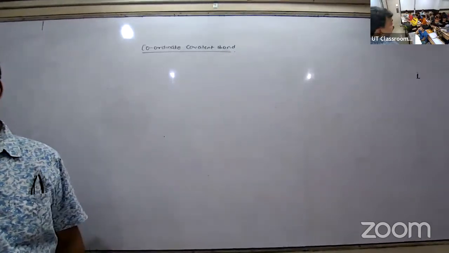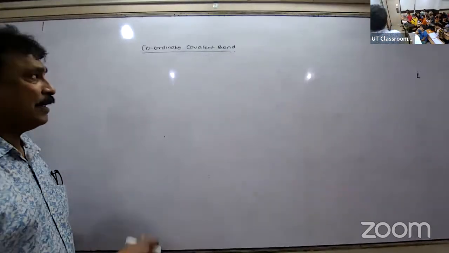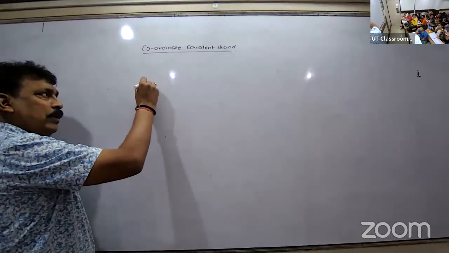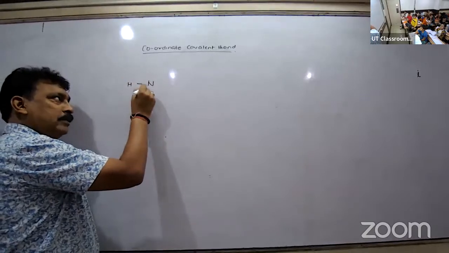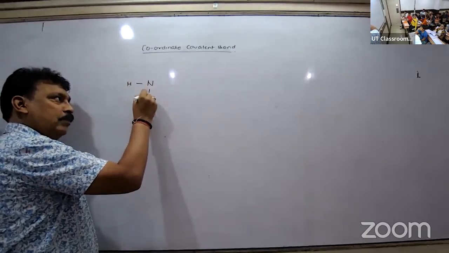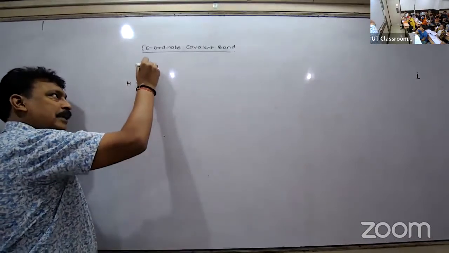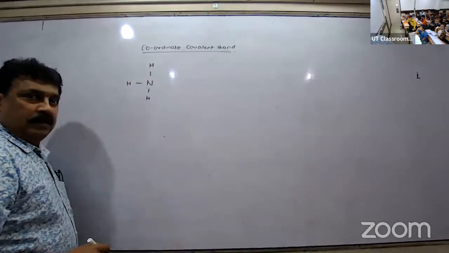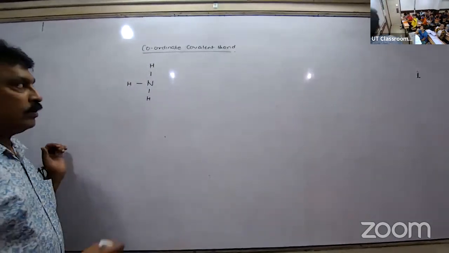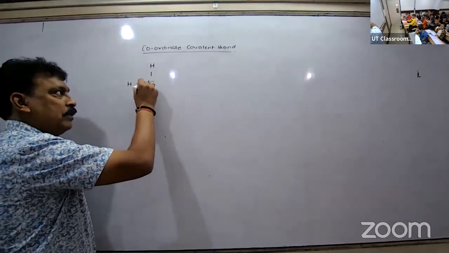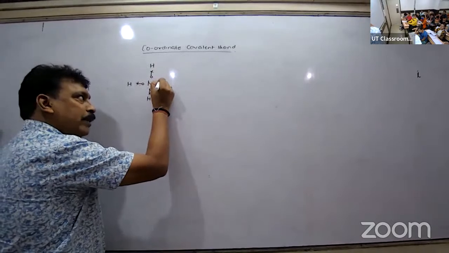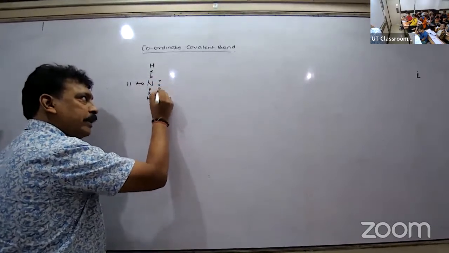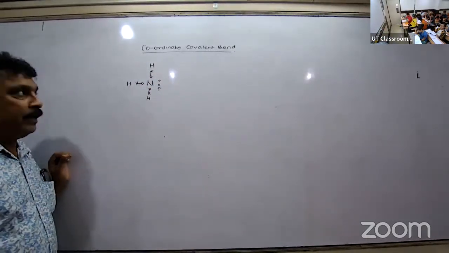So let us complete. What is coordinate covalent bond? Let us take an example over here. It's like saying this way: you have got ammonia. What is the formula for ammonia? N single bond H, single bond H, and NH3. Nitrogen has got 3 electrons, which it is sharing with 3 hydrogen atoms here, and 1 pair of electrons which nitrogen is not sharing with any other atom.